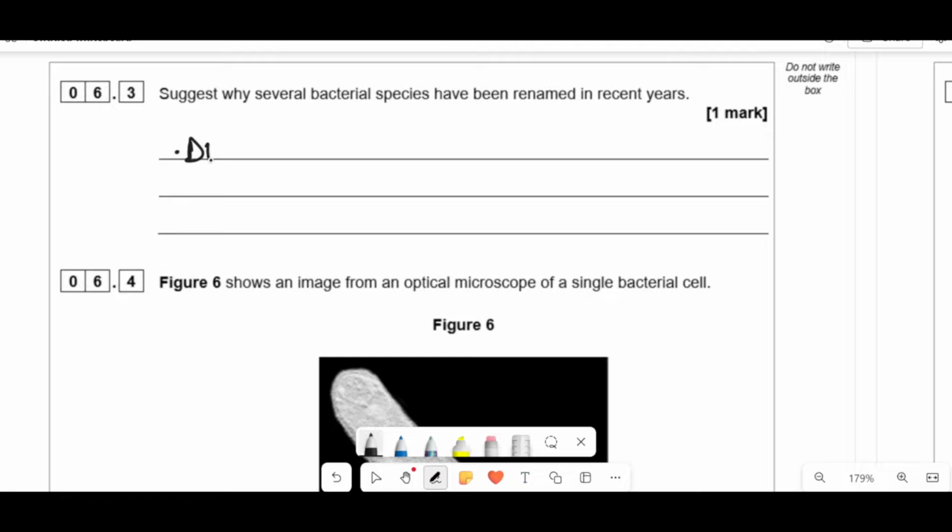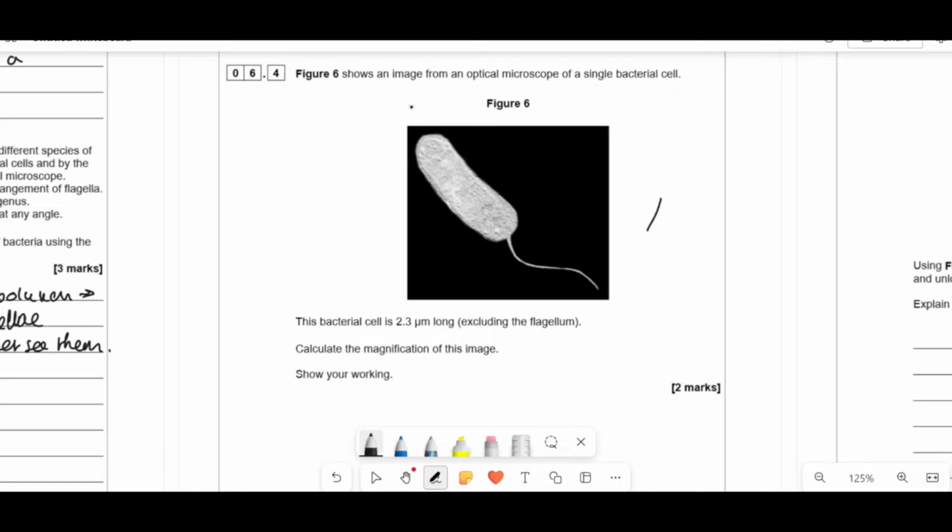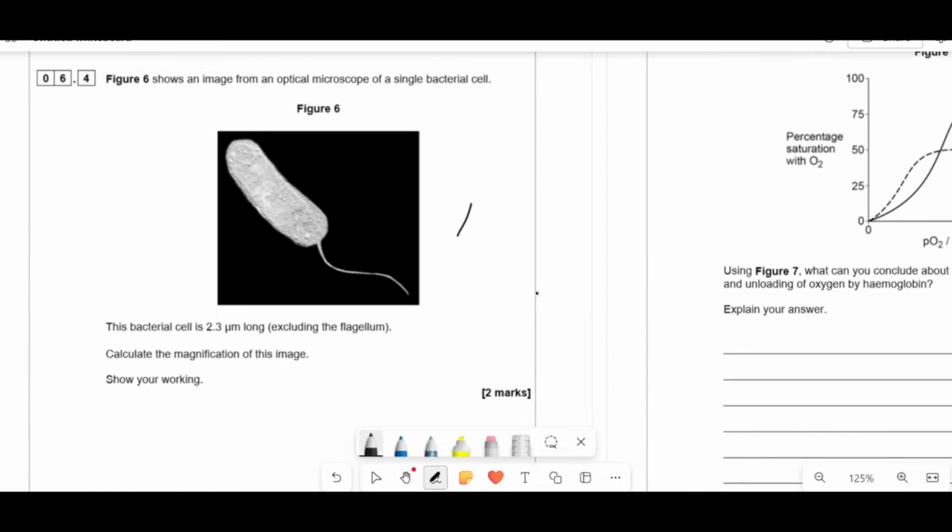So here, simply just by saying, I don't know, DNA base sequencing is now used or something like that, it's probably enough because now as a result, we're able to tell much better rather than just looking at them and hoping for the best. So here it says figure 6 shows an image from an optical microscope of a single bacterial cell. The bacterial cell is 2.3 micrometers long, excluding the flagellum. Calculate the magnification of this image.